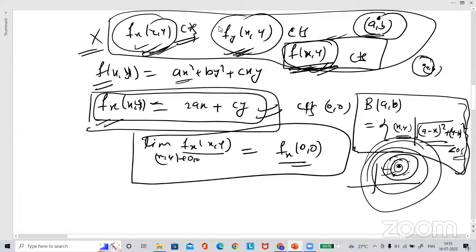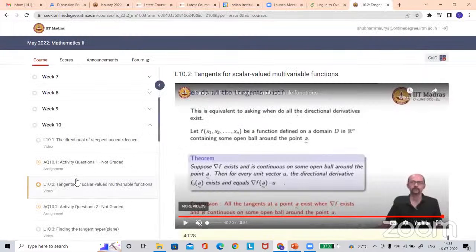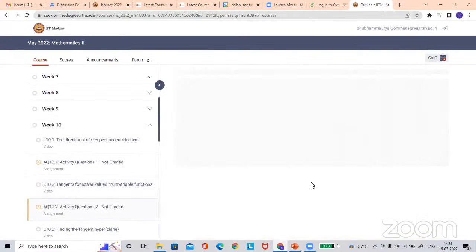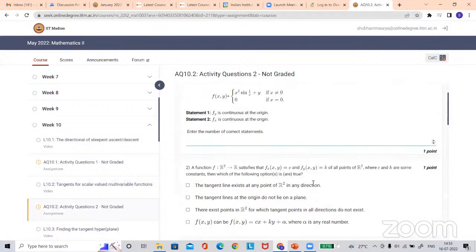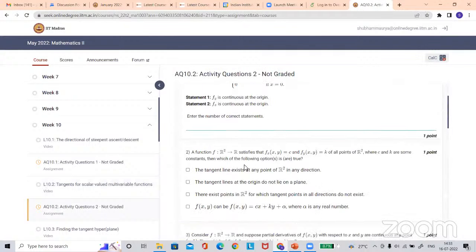So yeah, does anyone else have doubts? Sir, could you look at question 2 of the same exercise? Is it based on what you've just shown in this slide, the last line, all the tangents exist at a point? Question 2. That's what it is telling here, that if the gradient exists.